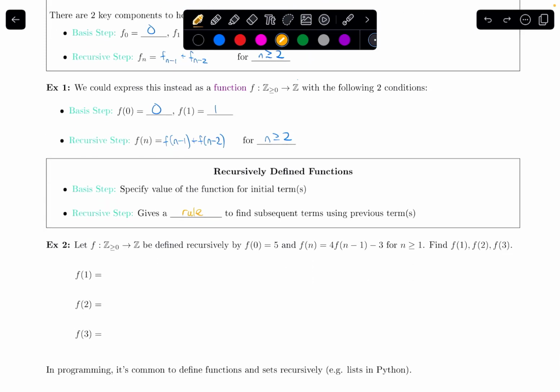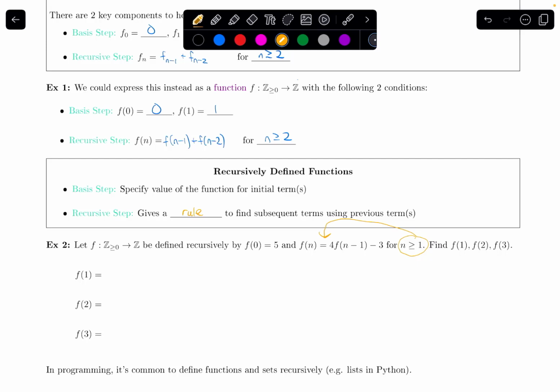So in this next example, I have this function where the domain is non-negative integers and the codomain is integers. It's defined recursively by, I have this one initial value, f of 0 equals 5, and then I have this recursive rule, f of n equals 4 times f of n minus 1 minus 3, and that applies when n is greater than or equal to 1. So the problem says find f of 1, f of 2, f of 3. Okay, so here's my initial value, f of 0 equals 5, and then it says, well, as soon as I get bigger than that, when n is greater than or equal to 1, I'm going to start using this recursive rule, this recursive step.